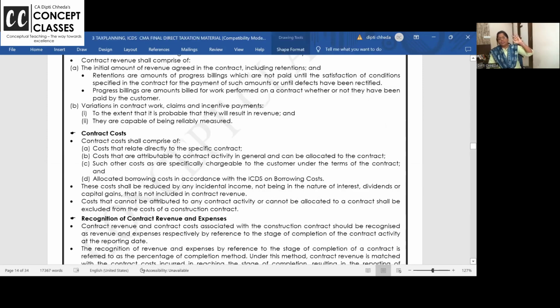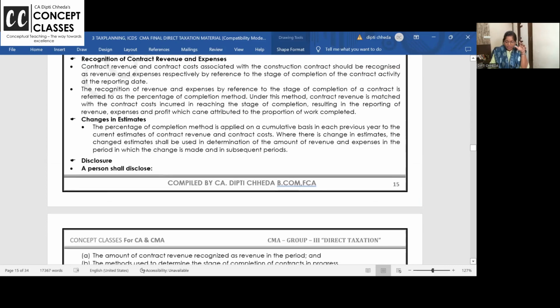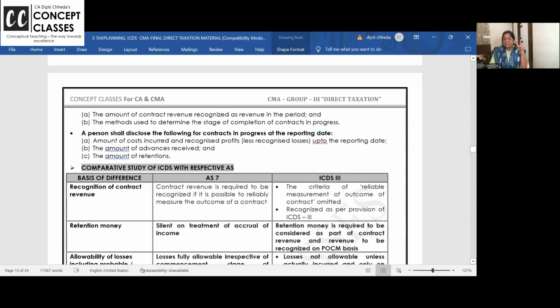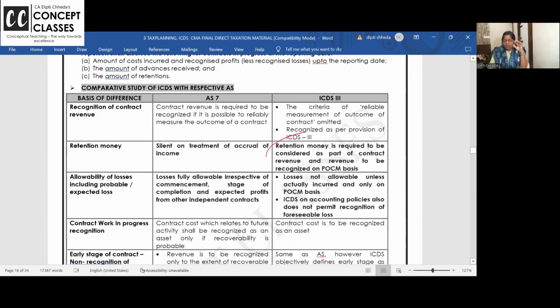Construction contract, the beautiful part is when you take percentage of the profit on the contract price, in the contract price you have to include the retention money also. And then with the retention money. Secondly, losses are not allowed unless actually incurred. Whereas AS 7 clearly says whether the contract is started or not, whatever is the stage of completion, if there is a loss, recognize it, finish it off completely.